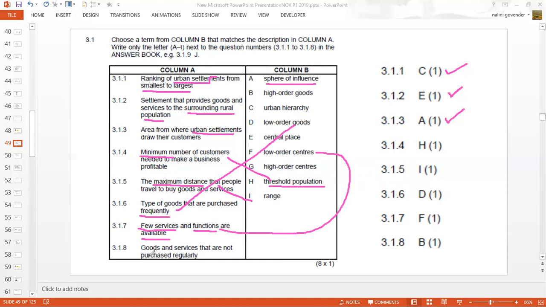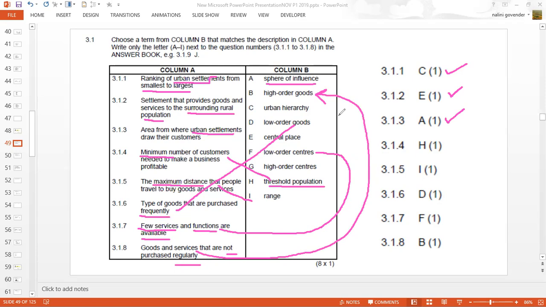Question number 3.1.8, goods and services that are not purchased regularly. In other words, these items are bought infrequently. And yes, again, you are correct. This would be referred to as higher order goods. Examples are the purchasing of cars, clothing and furniture. These examples would be higher order functions.